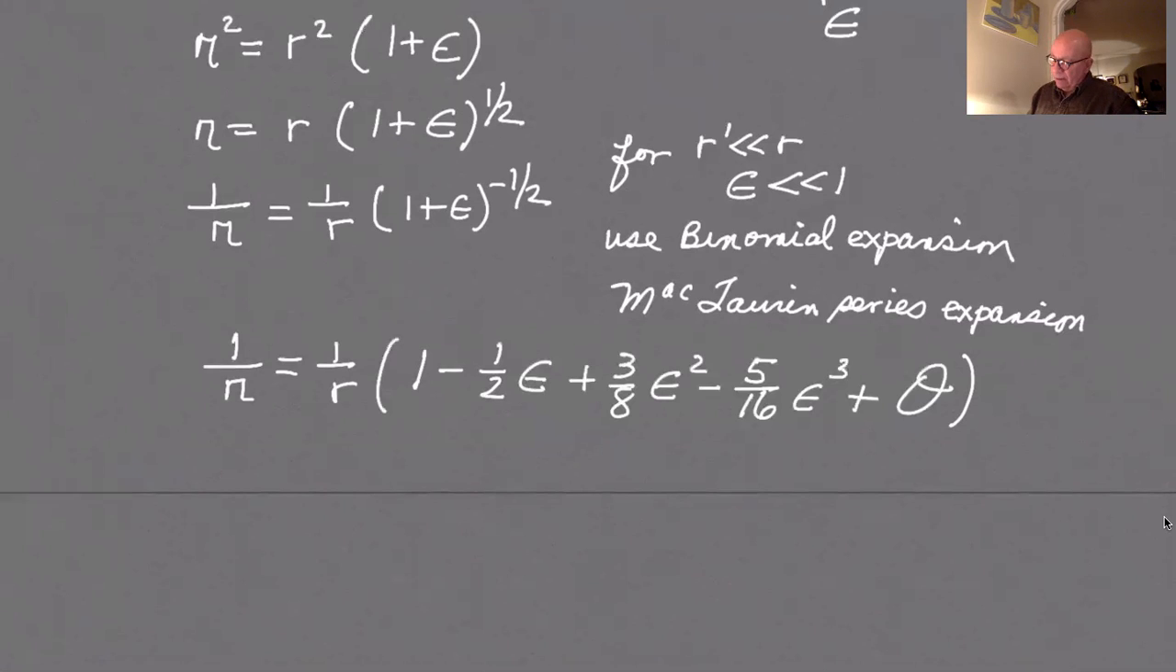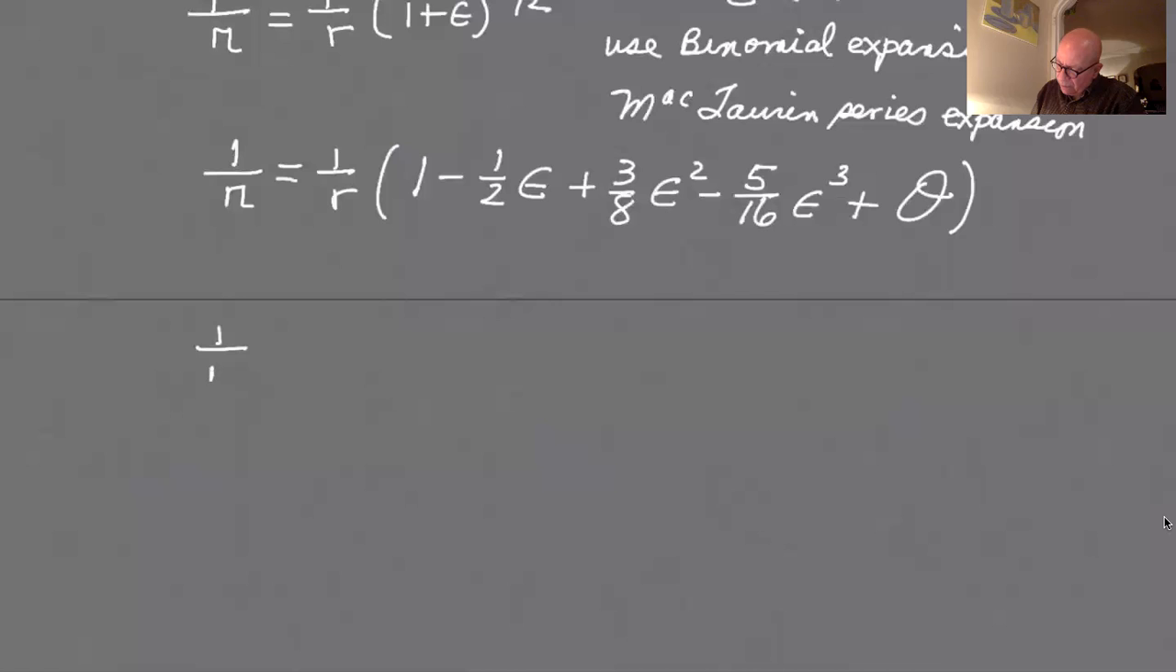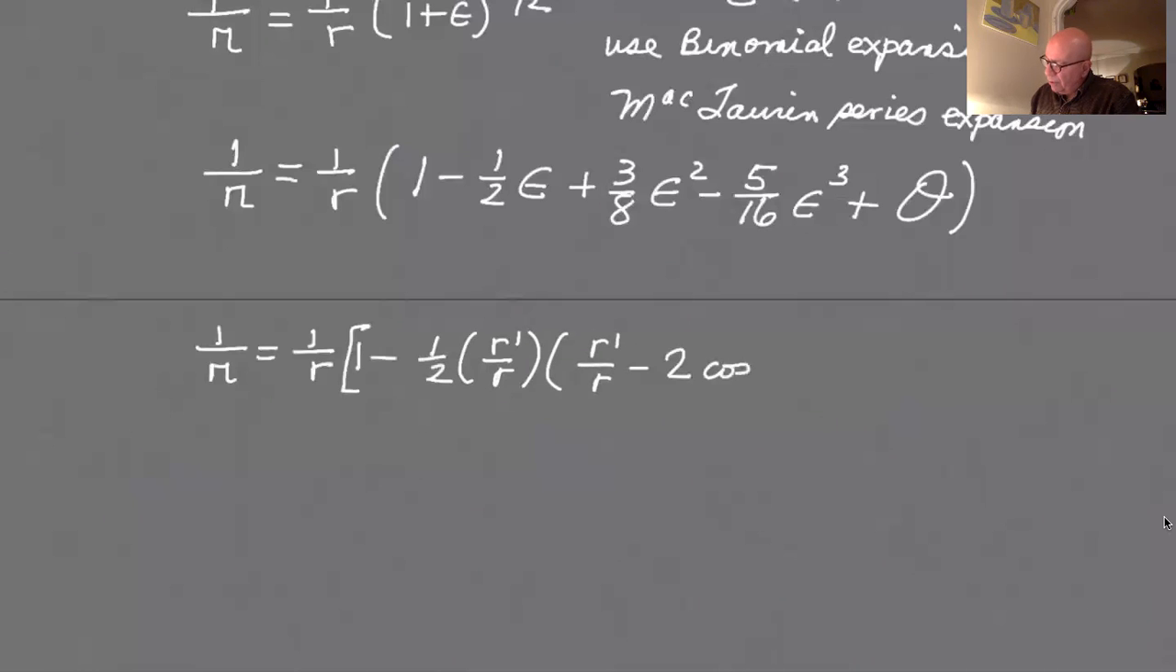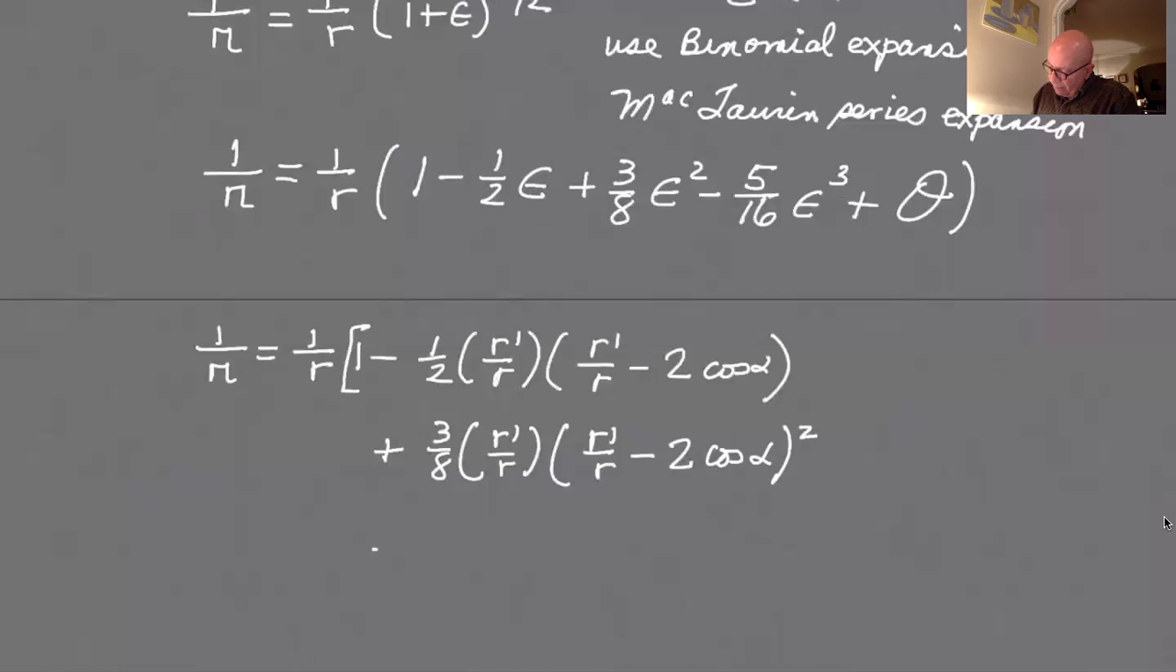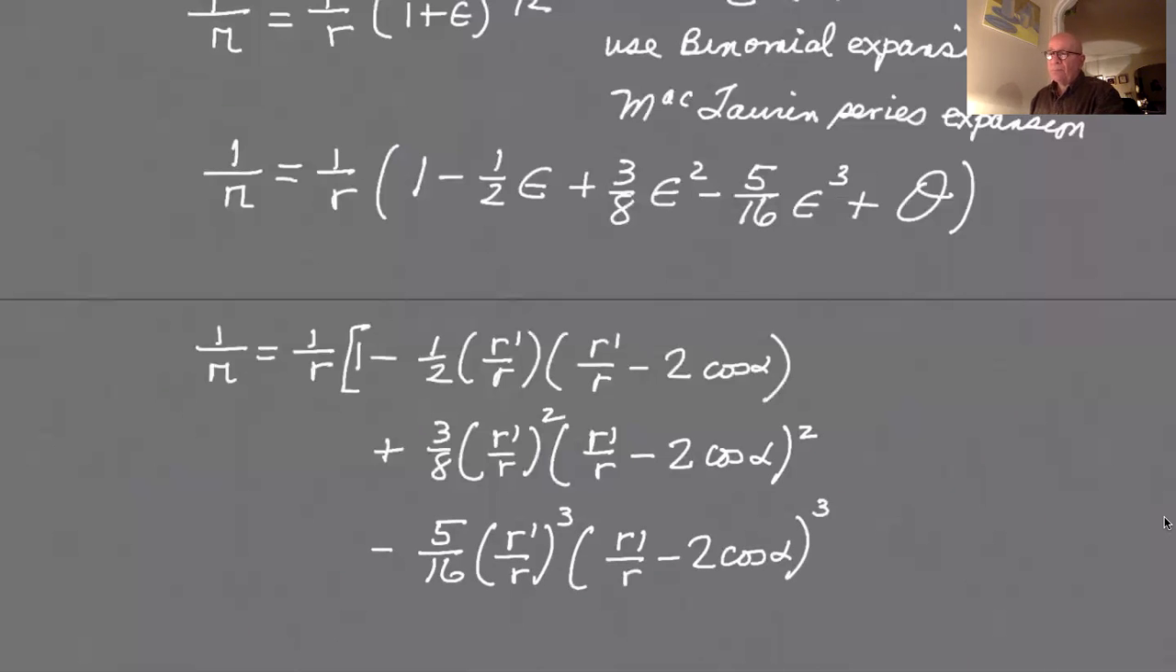We'll plug back in for epsilon. And so we're going to have 1 over script r is going to be 1 over r times 1 minus 1/2 (r prime over r minus 2 cosine of alpha), plus 3/8 (r prime over r minus 2 cosine of alpha) squared, minus 5/16 (r prime over r minus 2 cosine of alpha) cubed, plus higher order terms, okay?